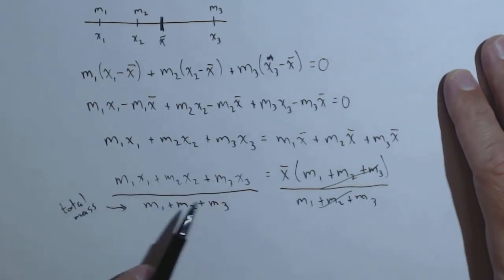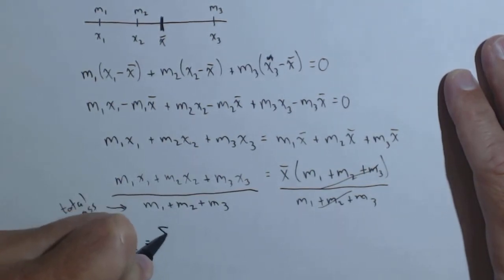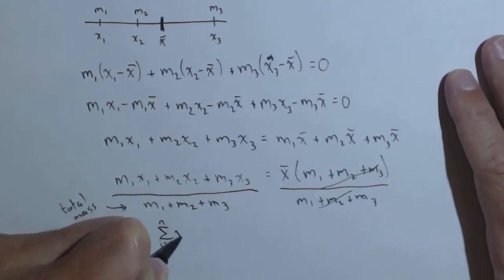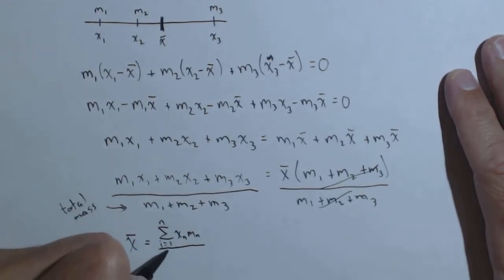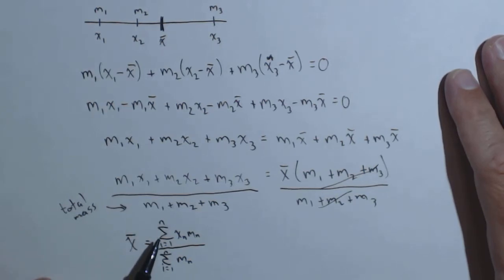But what you can see is if I added more masses, we can kind of see how this is going to go. So x bar, if we have n point masses, we get the sum from i equals 1 to n of x sub i, m sub i, all over the sum from i equals 1 to n, the total sum of all the point masses. So this is our discrete case.